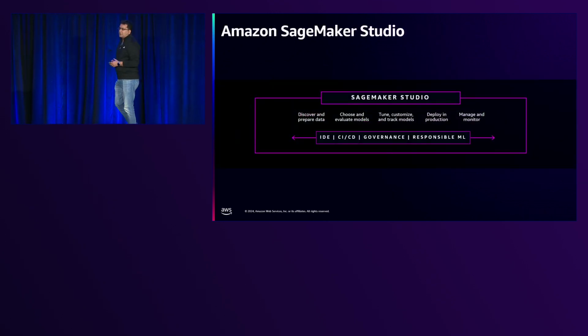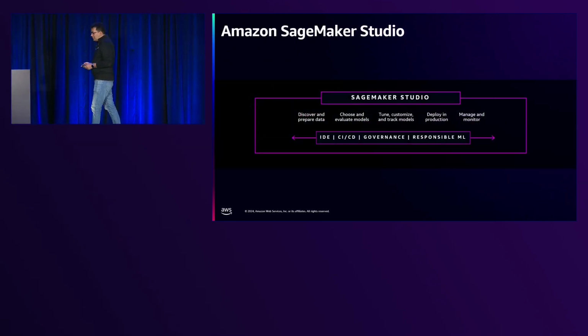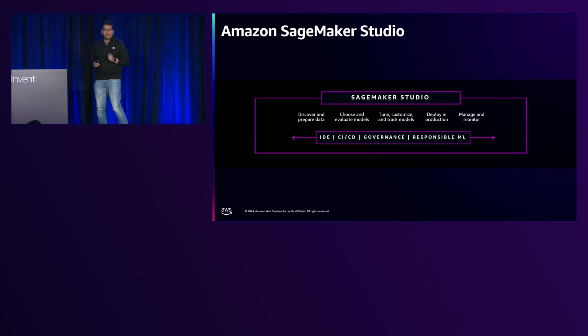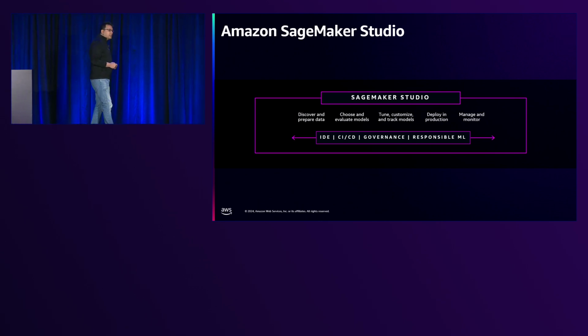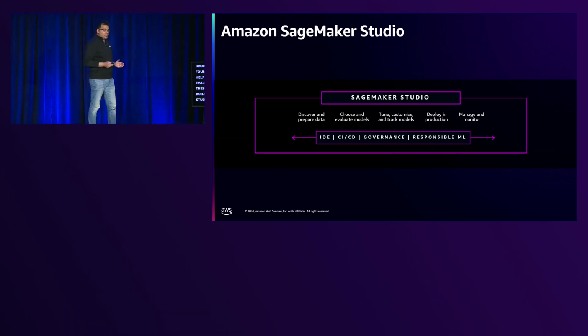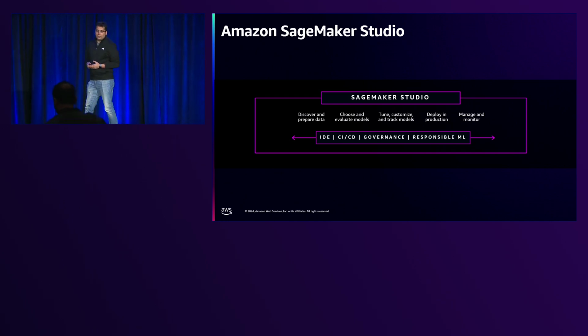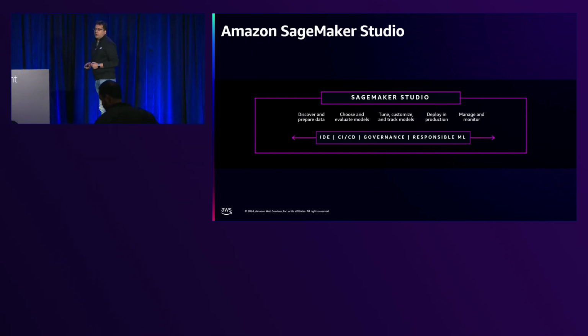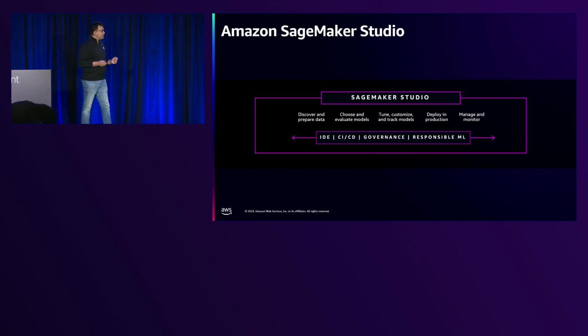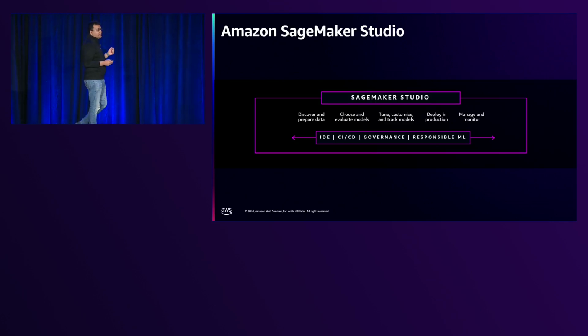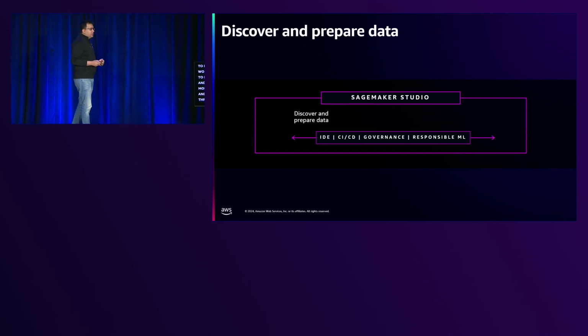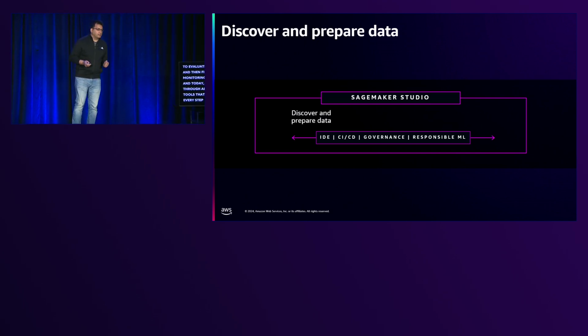Which is why we built SageMaker Studio. SageMaker Studio is a single unified interface for data scientists and developers to build their end-to-end AI workflows, from preparing data to evaluating models, tuning them, and then finally deploying and monitoring them in production. And today, I'm going to walk you through all the purpose-built tools that Studio supports for every step of your AI workflow, starting from discovering and preparing data.